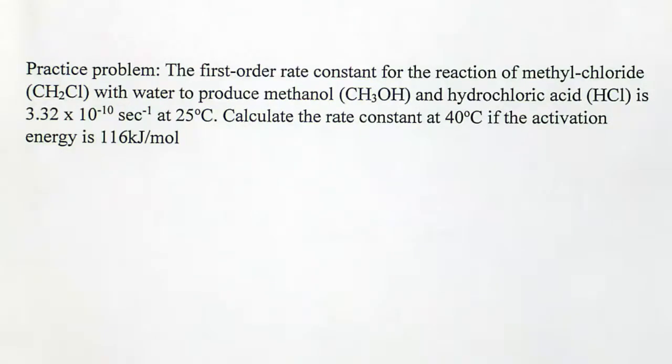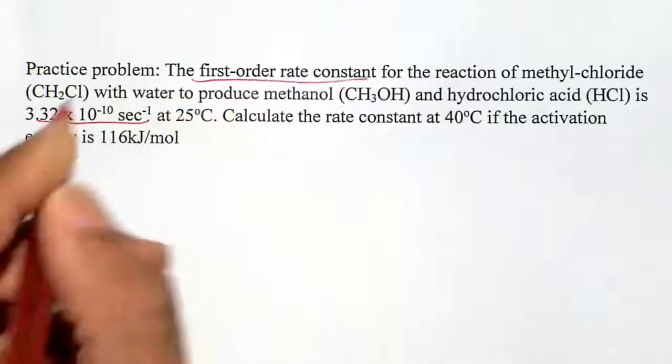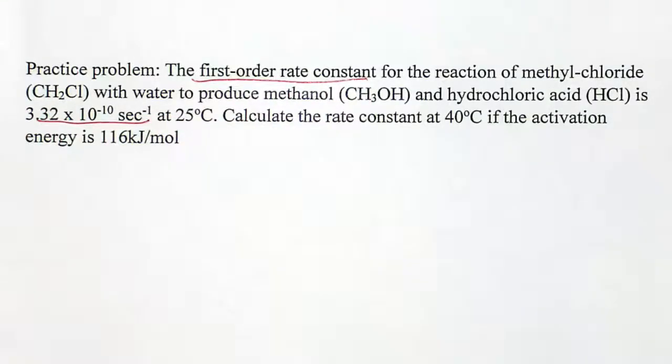The first order rate constant for methyl chloride reacting with water to produce methanol and hydrochloric acid is this. We're told that it's a first order rate constant, so the reactants are going to diminish with first order kinetics. Calculate the rate constant at 40 degrees if the activation energy is 116 kilojoules per mole.